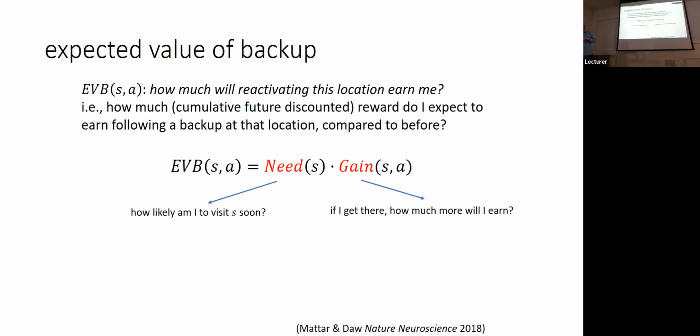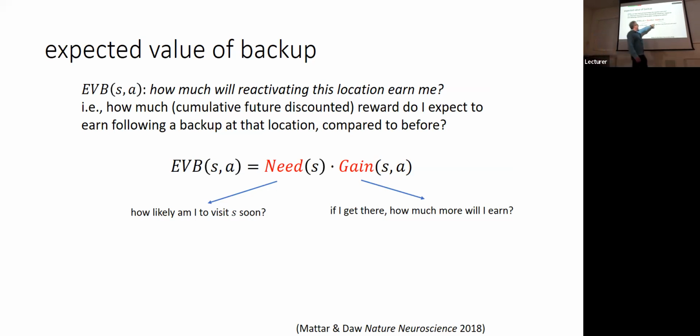So for expected value of backup, in this setting, thinking about a particular location and an action that is leading from that location in some direction, the probability part is how likely and how soon am I to visit that place again? Because if I'm not going to go there, then thinking about it's not going to help me earn cheese. If I do go there, thinking about it could.